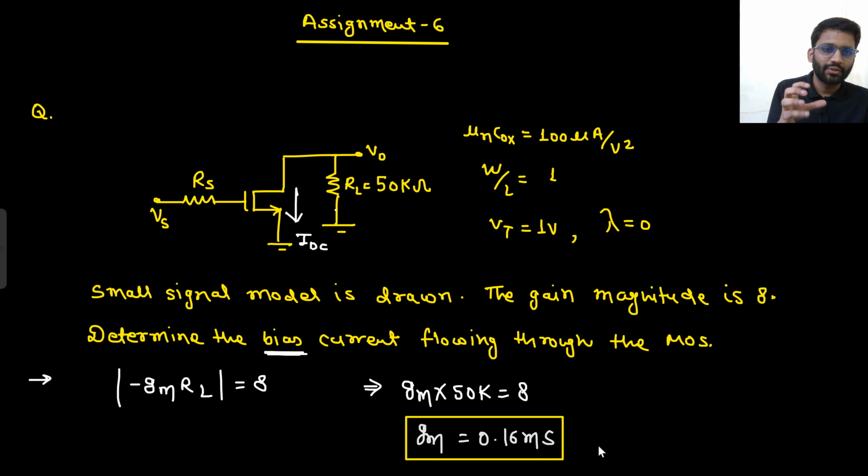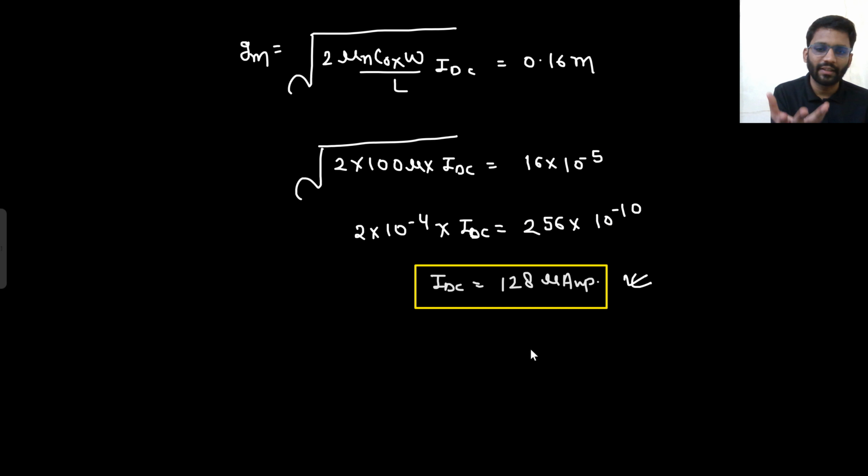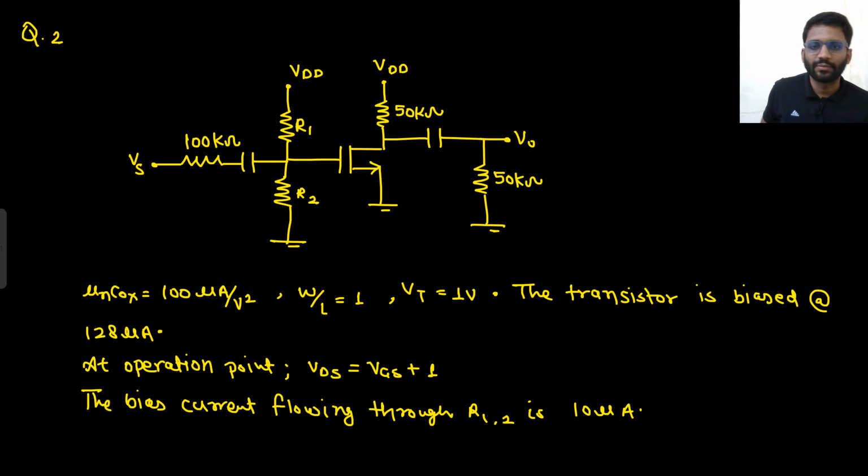I picked this question so that you shouldn't think that if I have to calculate a DC parameter, I have to do the DC analysis. No, it's not necessary. Without doing the DC analysis as well, you can find the DC parameter, right? Let's move on to the next question.